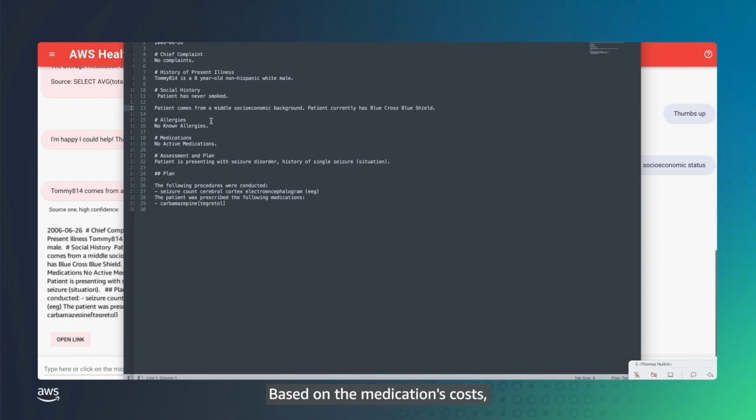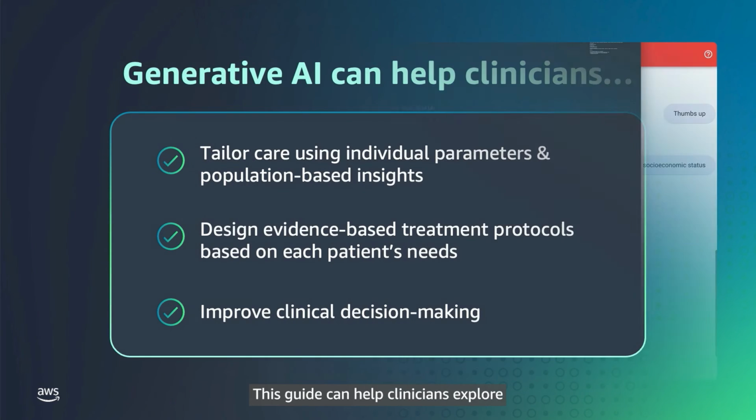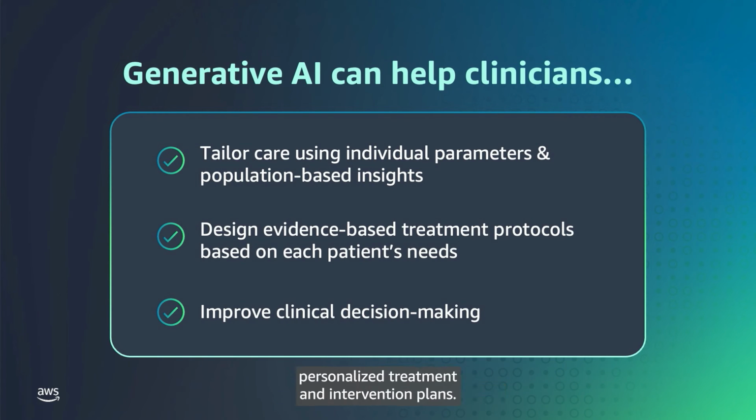Based on the medication's costs and Tommy's socioeconomic status, the clinician can then build his treatment plan to include not only medications, but also an intervention plan. They can build frequent touch points into the plan to verify his continued access to the medication. They note that middle-income individuals may have a higher probability of intermittent financial constraints, which could lead to life-threatening gaps in treatment. This guide can help clinicians explore personalized treatment and intervention plans.